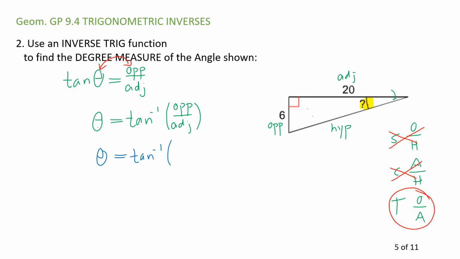Now, I don't know the 4-digit number. You can do it if you want to, but I'm just going to let the calculator do all the work at once. Opposite is 6 over 20. That's my answer. Just put that in your calculator, and it will tell you the answer. The second inverse tangent of 6 divided by 20.